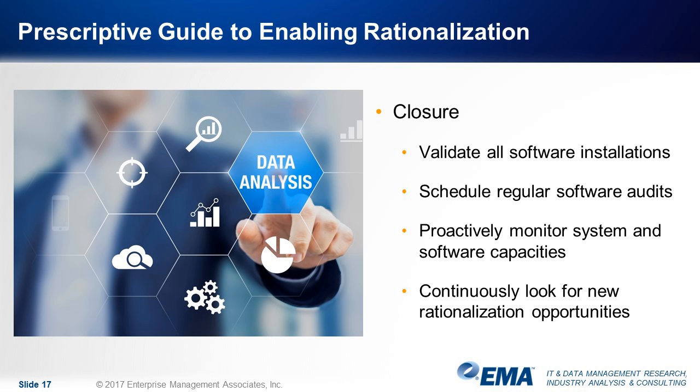System and software capacities should be proactively monitored to ensure sufficient resources are always available to support existing and expected near future business requirements. And finally, recognizing that environments and business requirements are constantly changing, organizations should continuously be looking for new rationalization opportunities that will initiate a new service improvement plan to enhance IT effectiveness and value even further.